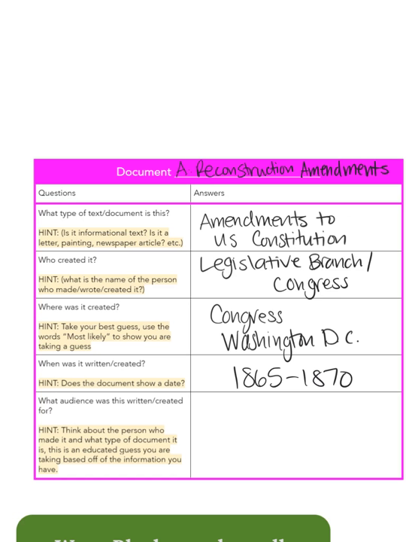The last question asks what audience this was written or created for. For this one, think about the sourcing. These are amendments in the United States Constitution. So who was the Constitution written for? The Constitution states the rights of all United States citizens, so that is also the audience. All this information you have sourced should now help you better understand the document as you read.